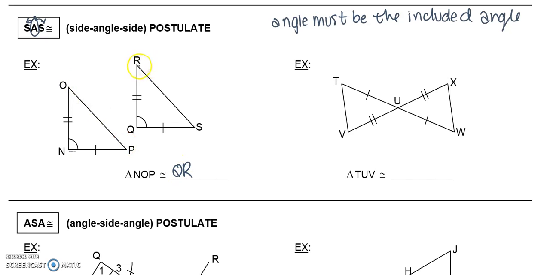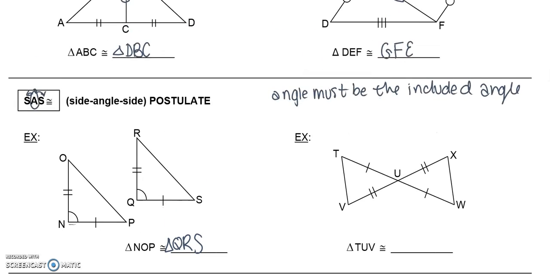OP has no marking on it. RS has no marking on it. Oops, I'm sorry, I forgot to write triangle in front. Did I do that to the others? No. Make sure you're writing triangle as well.